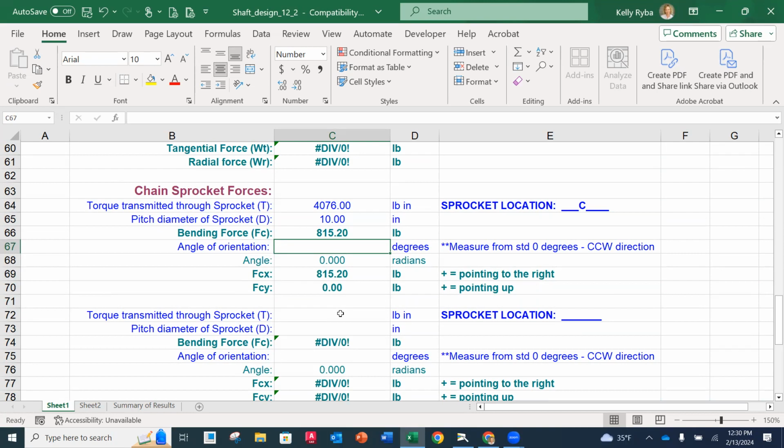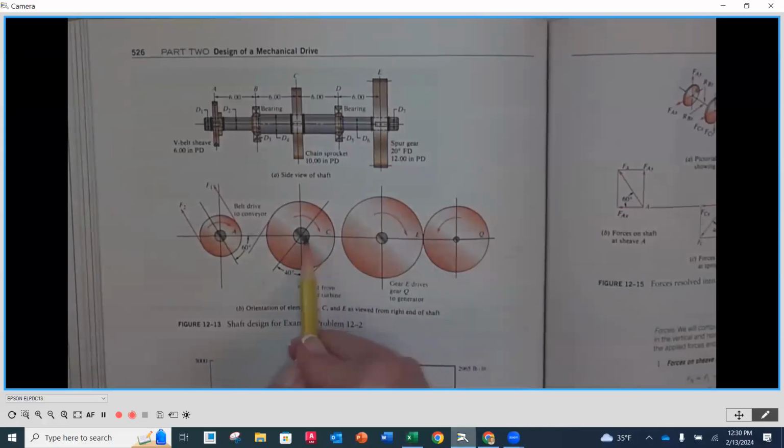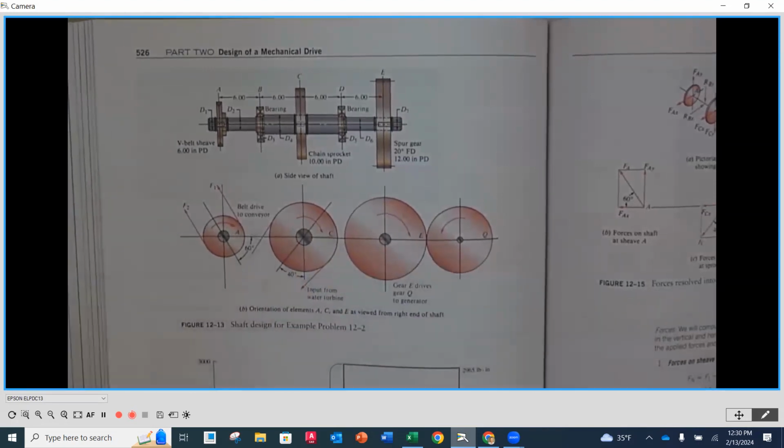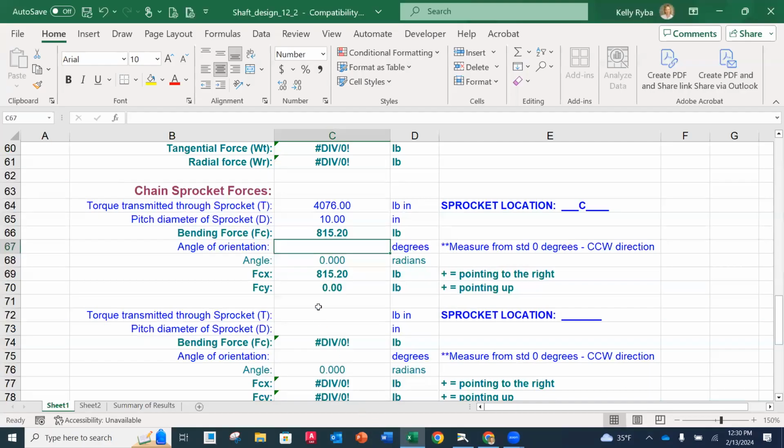But because this is at an angle, unless you want to do the components by yourself, I mean, it's easy, it's not hard. We're going to measure this angle from our standard 0 in a counterclockwise direction. So looking down, if this is 0 and we go counterclockwise around, that would be 270 minus 40, which is 230 degrees. You guys see that? Okay. So we're going to go back and put in 230 right there.